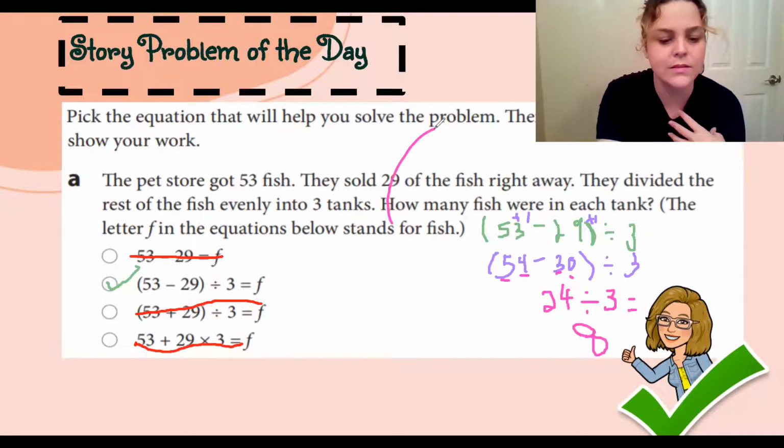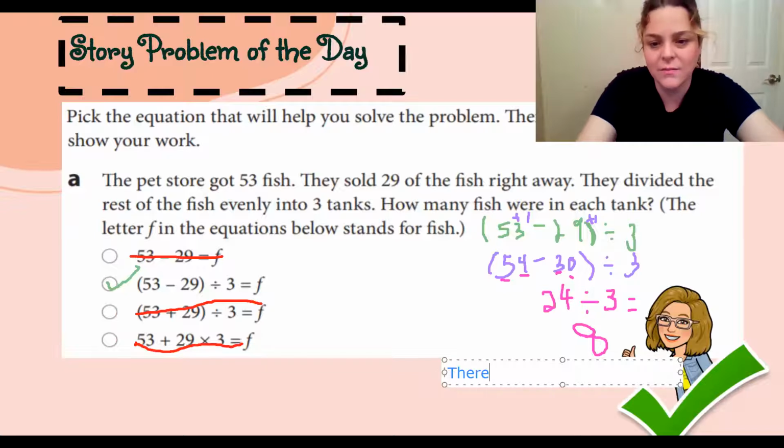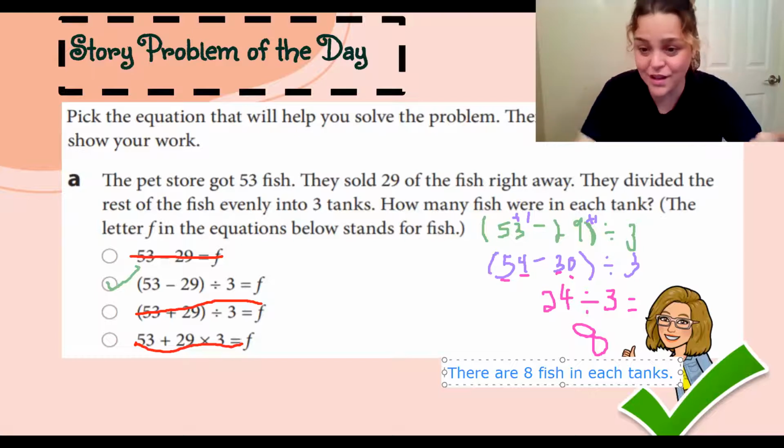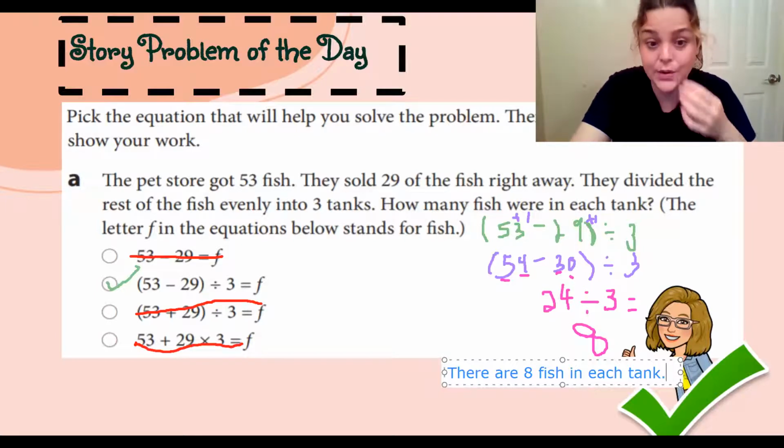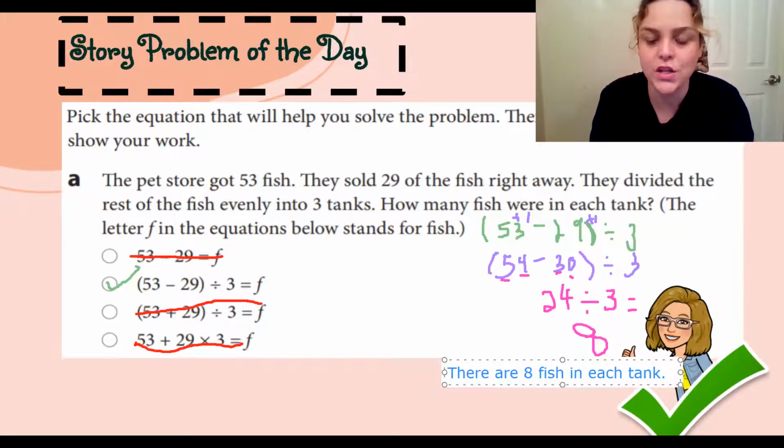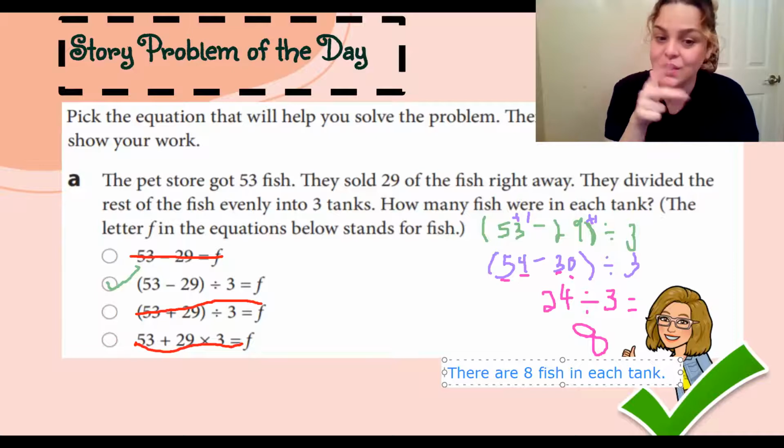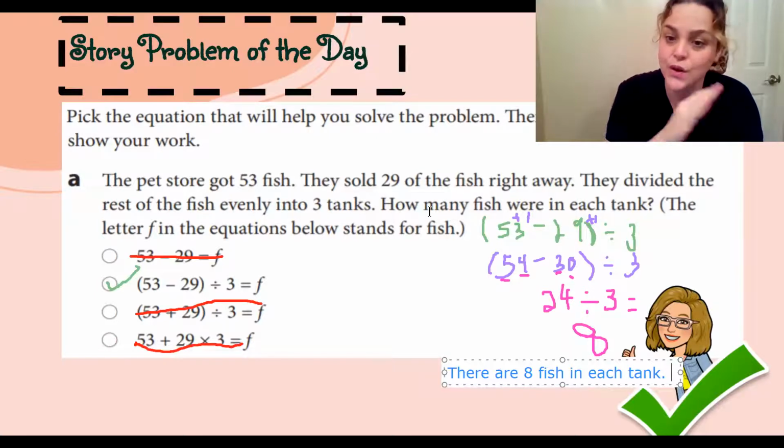So my statement is going to read down here. There are 8 fish in each tank. If you're able to answer that question, just give yourself a big check mark right now. And if you need to pause me right now so that you can copy something down, do that. And I'm about to erase everything.